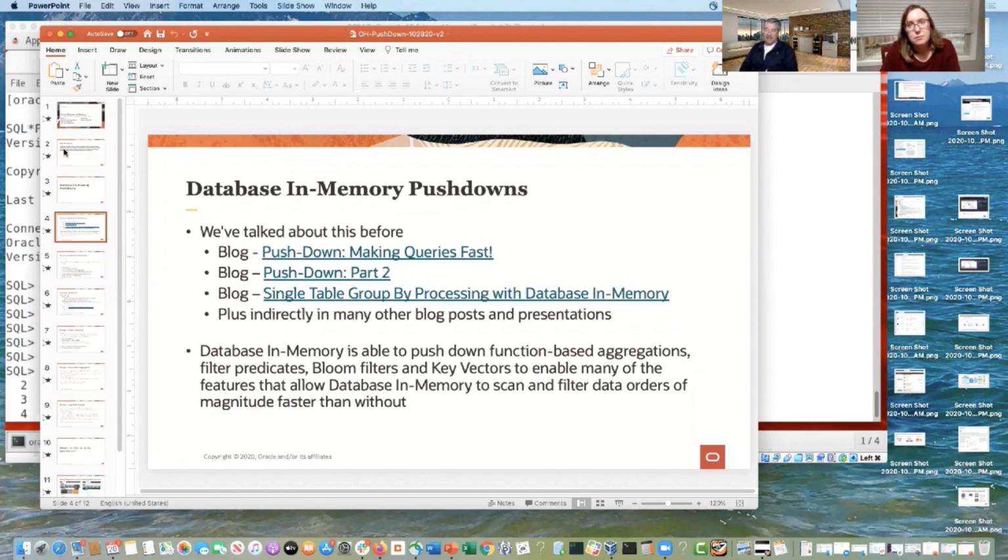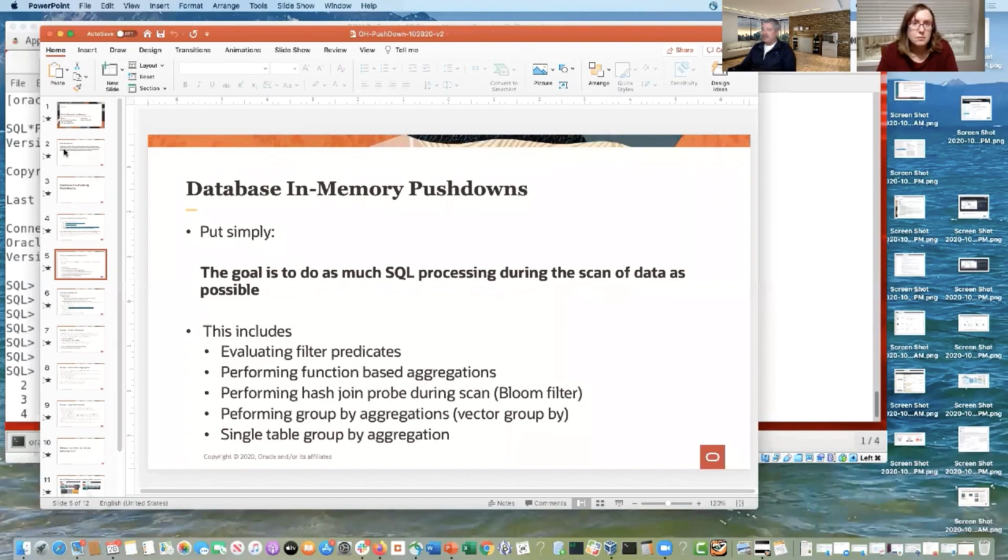We've done some sessions on how hash joins work, in-memory aggregation. But I thought it'd be fun to step back and look at how just the basic pushdowns actually work. So with that, we'll continue on to scan for questions. If you have questions, let us know. And again, the goal is simply to do as much work as possible during the scan of the data.